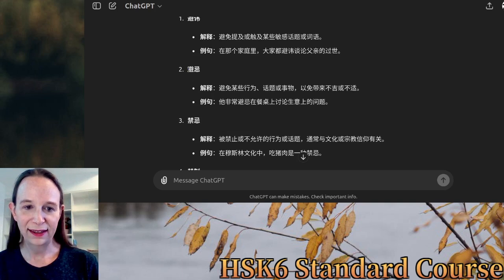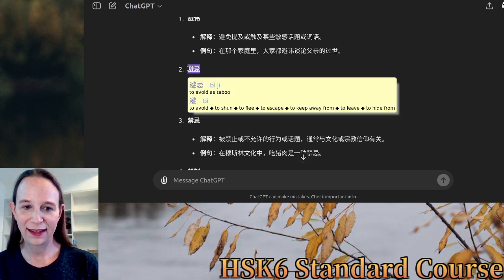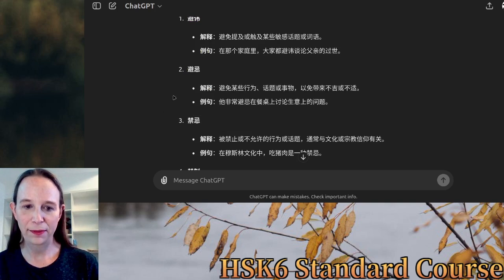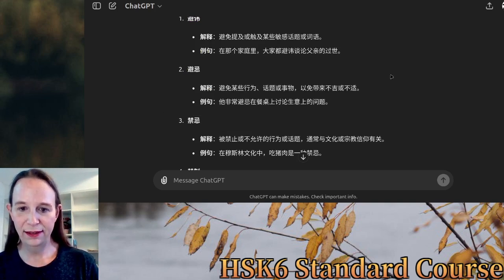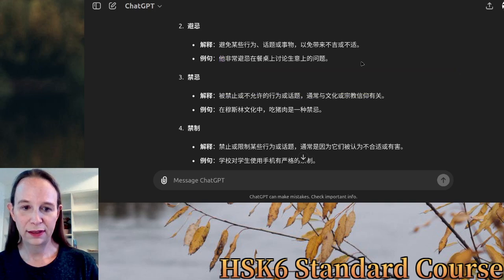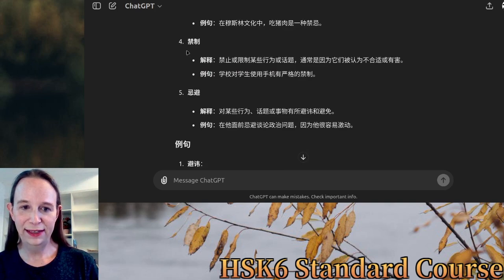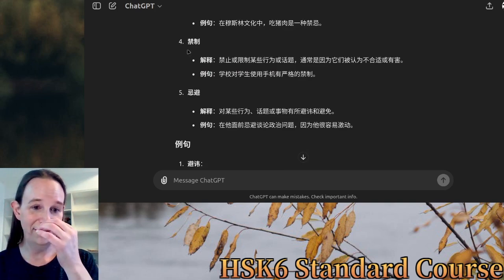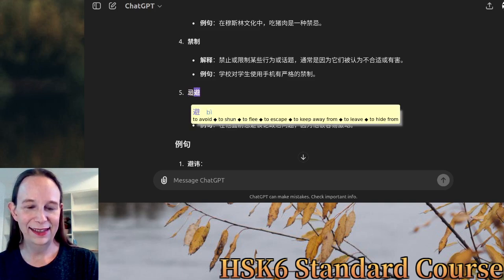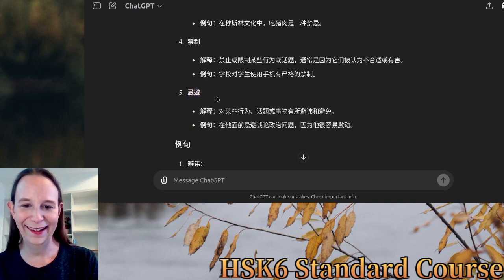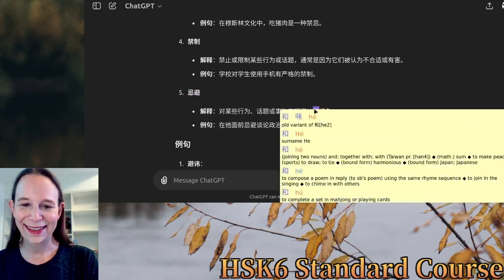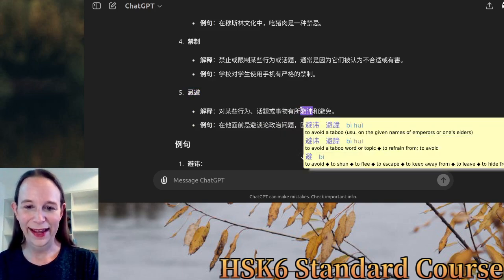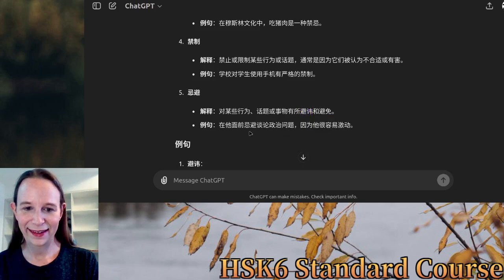避忌, so this is the same thing. To avoid is taboo. 避忌, 禁忌, 禁句. No, 禁句 is different. 忌避, I don't think that's a word. Maybe it is. 避讳. Is it really a word? Maybe it is. 禁句, that's not relevant.